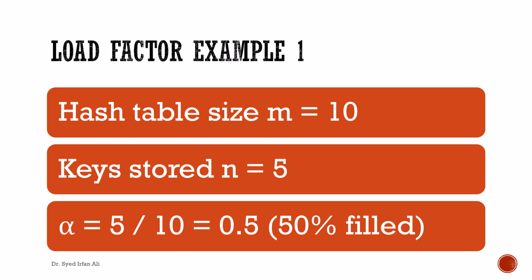Let us take a simple example. Suppose the hash table size is 10, and the number of keys stored is 5. So load factor alpha is 5 divided by 10, which is 0.5. This means the table is 50% filled. This is a good situation because there is enough free space.